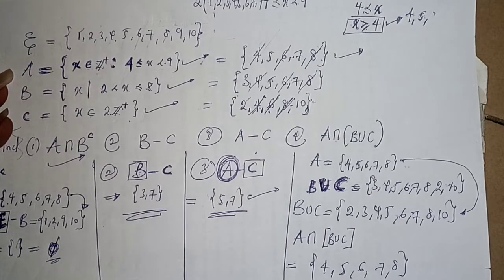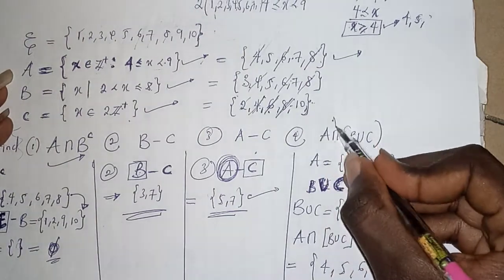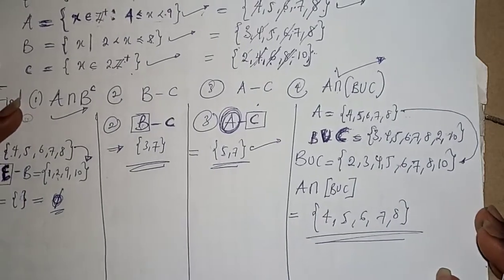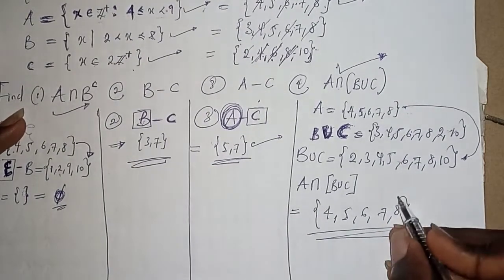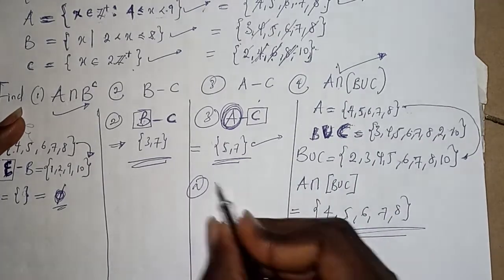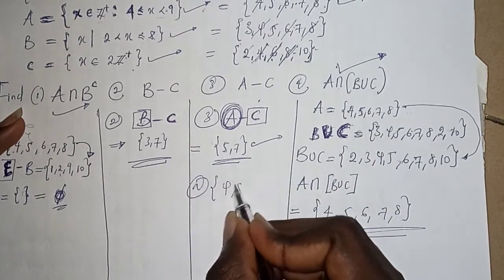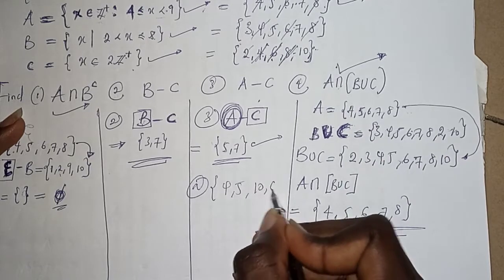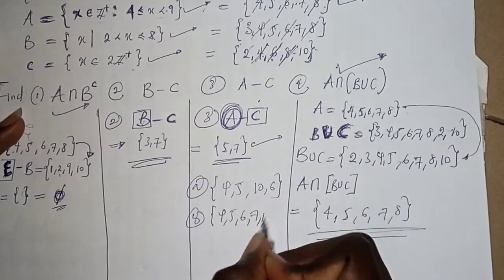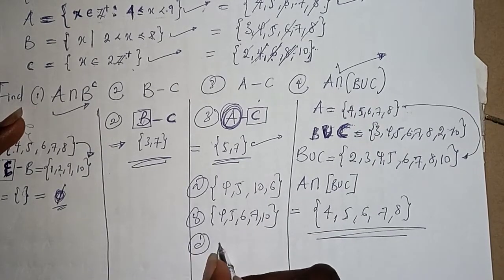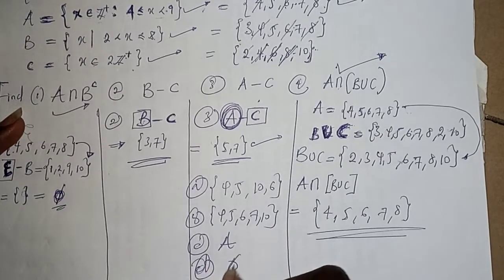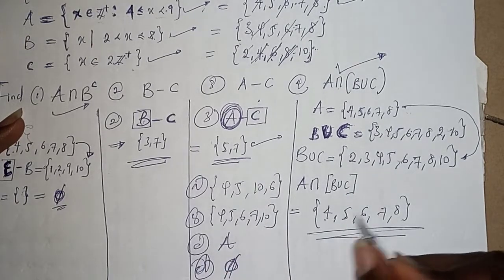So suppose this question comes in a computer based test. Suppose you have a multiple choice question, and I'm very sure there should be an option. Do you believe that for option A, you might see 4, 5, 10, 6. Option B, you might see 4, 5, 6, 7, and 10. And option C, you might end up seeing just A. And option D, let's say you have the empty set. So you have to be very careful. You got 4, 5, 6, 7, 8.